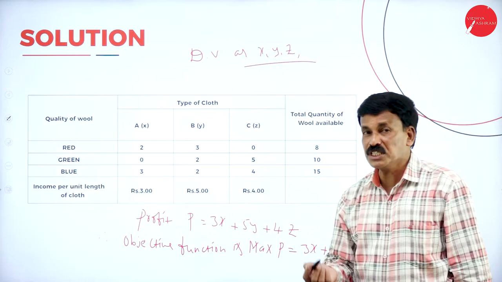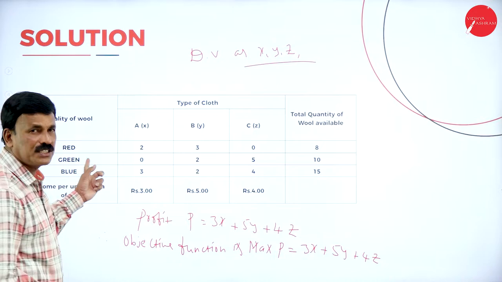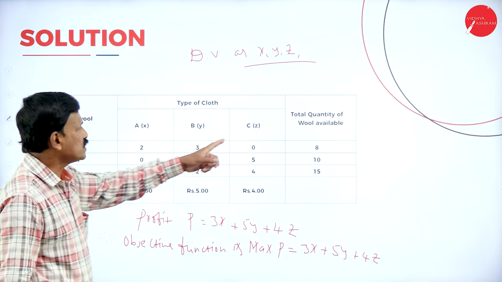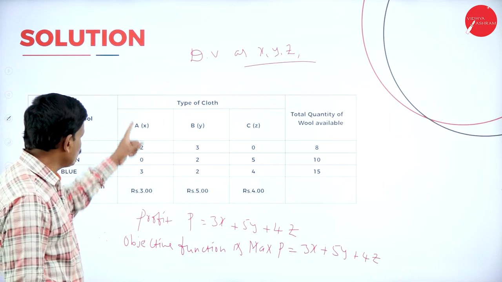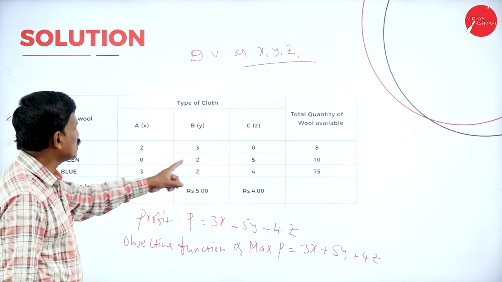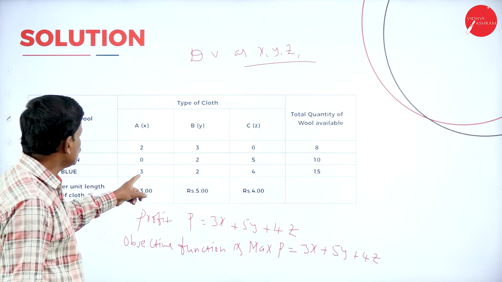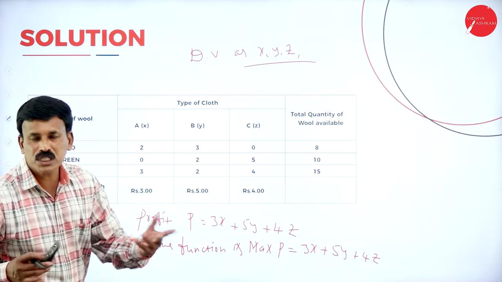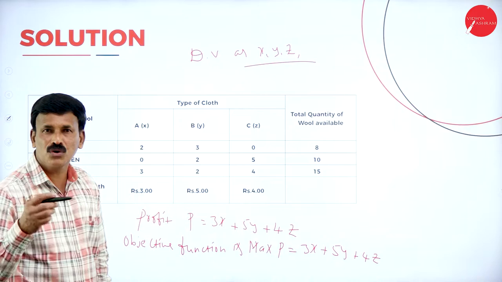What are the constraints here? For the red quality of wool, the maximum availability is 8. So this can be put in mathematical form: 2x plus 3y plus 0z is less than or equal to 8. Second, for green, 0x plus 2y plus 5z is less than or equal to 10. For blue, it is 3x plus 2y plus 4z is less than or equal to 15. Subjected to the non-negative restrictions, x is greater than or equal to 0, y is greater than or equal to 0, and z is greater than or equal to 0.